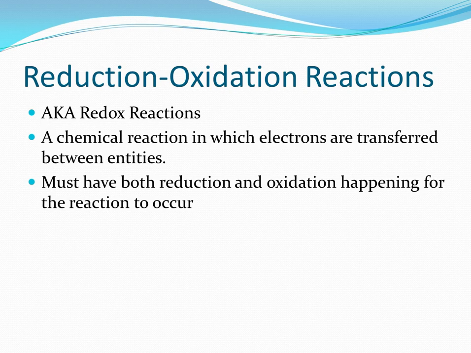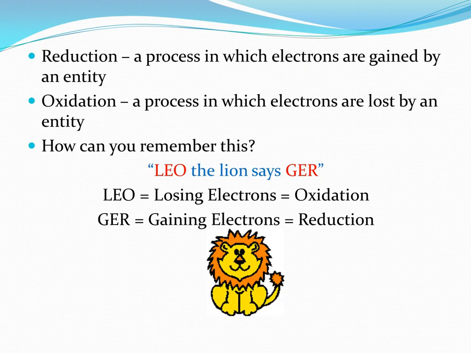In these reactions, one entity will be reduced and one entity will be oxidized. Reduction is the process in which an entity gains electrons. Oxidation is the process in which an entity loses electrons. We say Leo the lion says grr to help us remember which is which. Leo stands for losing electrons is oxidation, and grr stands for gaining electrons is reduction.